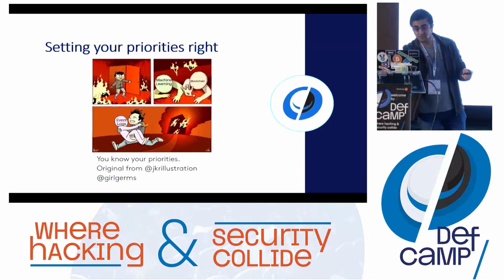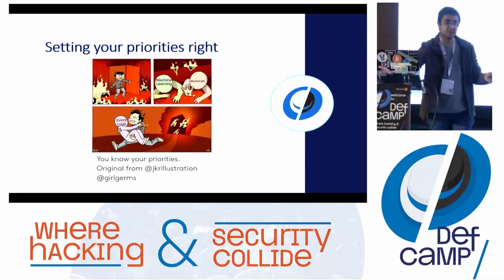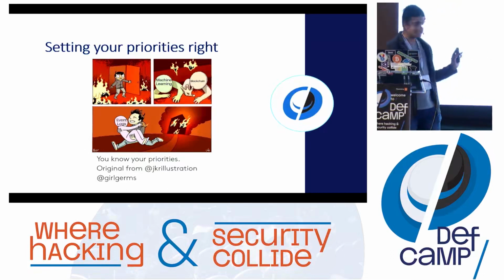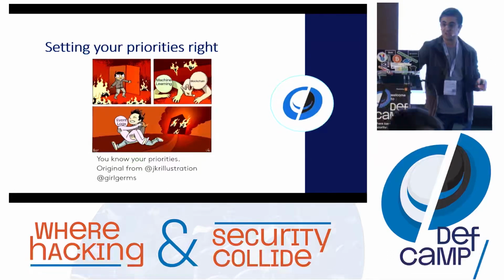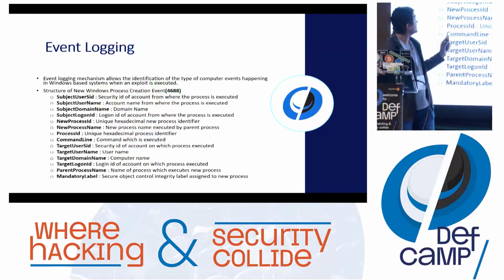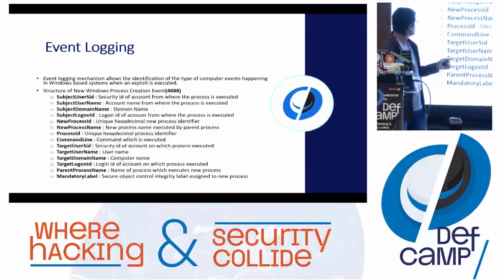If we think about our priorities in terms of security, there is a lot of buzz about machine learning and blockchain, but I will show you that the most important things are the event logs, as suggested by this meme. This is the only meme in the whole presentation. I'm focusing on the process creation event, event ID 4688. You can see a lot of information in this event log.